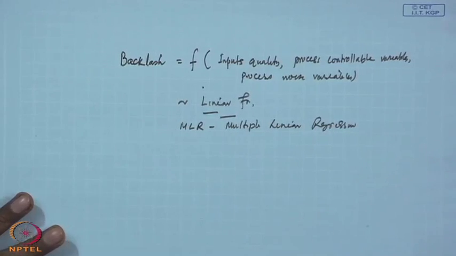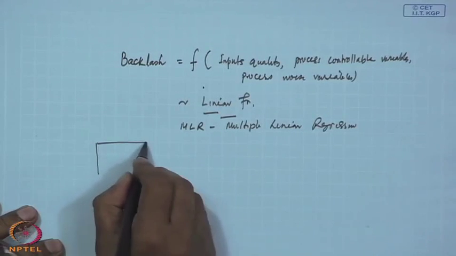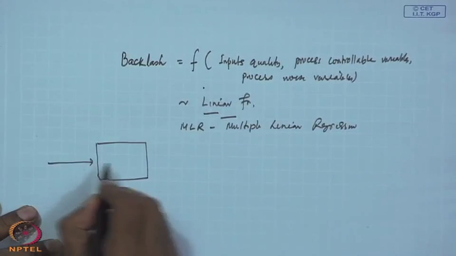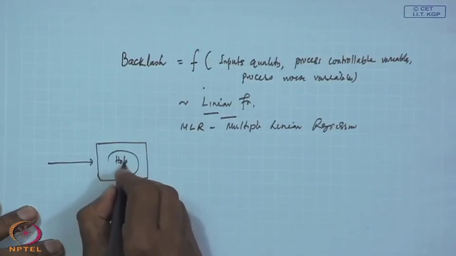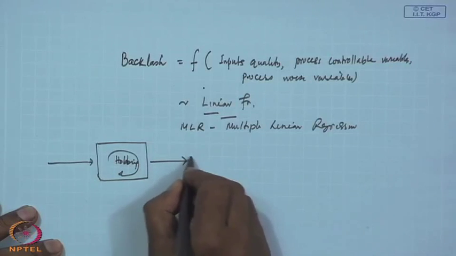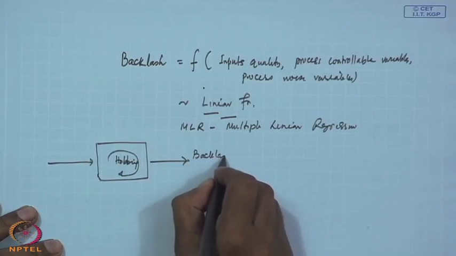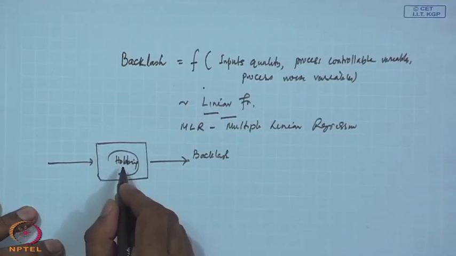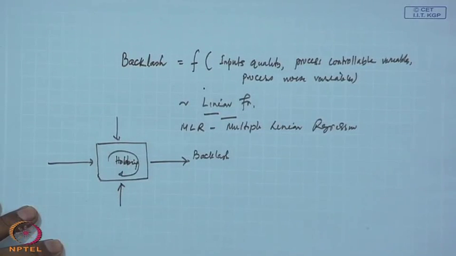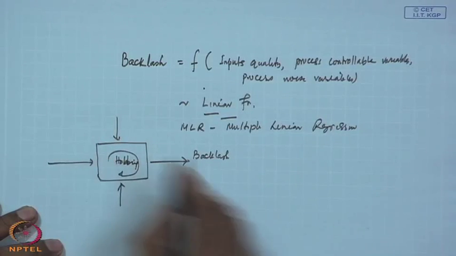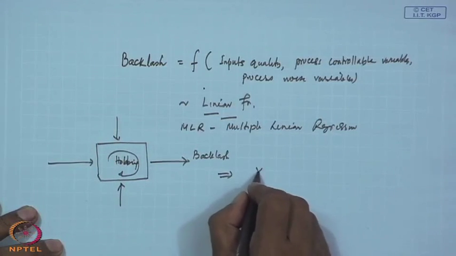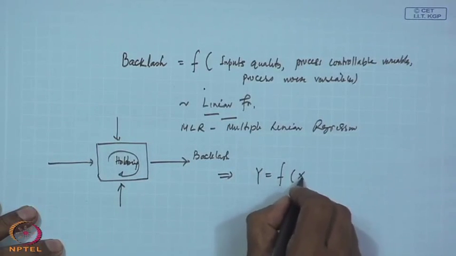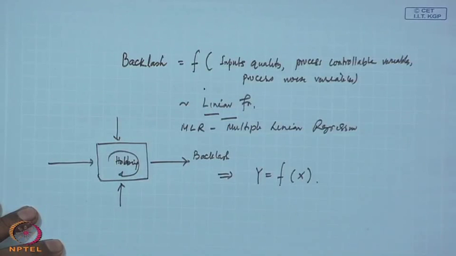We want to see whether we will be able to transform this hobbing process, where the quality variable we are at present considering only backlash, although contact is another quality variable, which is output from the hobbing process, with controllable and uncontrollable variables. So, can this process be represented in terms of an equation y is a function of x? Okay, so that is our sole purpose.